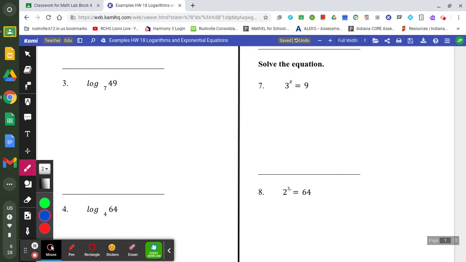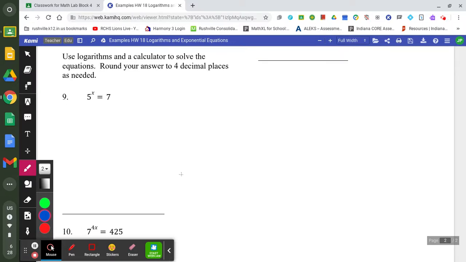Number 7 and 8 are exactly like homework 17, where we make sure they have the same bases. Number 9 looks like 7 and 8, where we have 5 to the x power equals 7. But we are now going to use the logarithm and a calculator to solve these equations, and we're going to round the answers to 4 decimal places. We can't make 5 and 7 into the same base, so we have to change this to a logarithm.